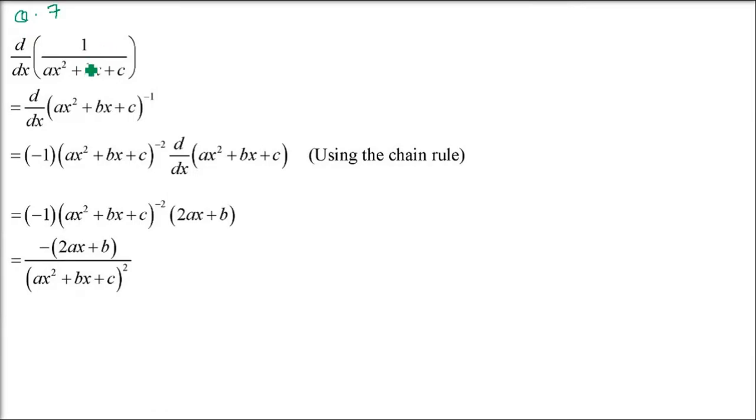Now we have question number 7: 1 by (ax² plus bx plus c). So there are 2 methods to do it. First, take this as u and this as v. u by v, and you know how to do this. We have done a question like this, question 6. And there is one more method, that is the chain rule. So let us do it by the first method.